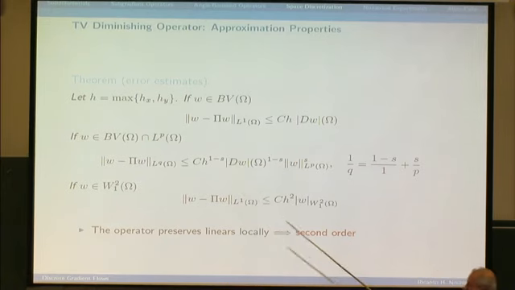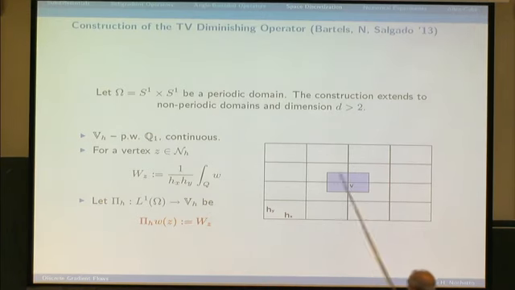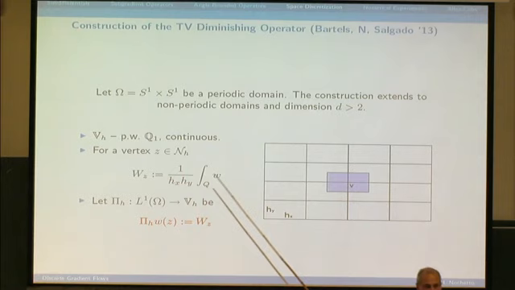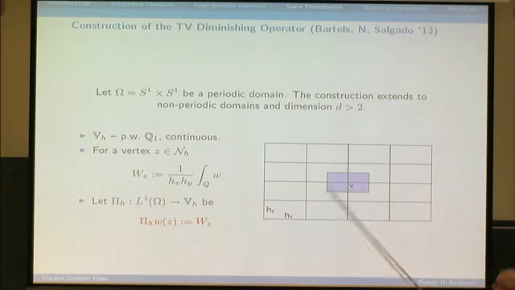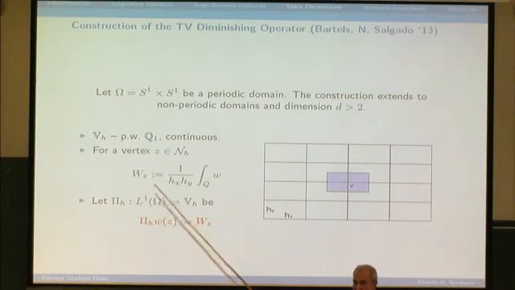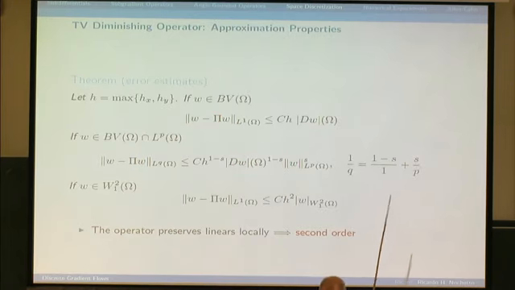For instance, you have second order. It's kind of strange because if you look at the construction, I'm projecting over constants. How can I get second order? Because the construction is very symmetric. If your function happens to be linear and you do this construction, the value that you get here, which I call WZ, is exactly the value of the linear function. So by symmetry, even though we are projecting on constants, we can resolve linears. And that leads to second order approximability. Anyway, that's the answer to your question, but it's not an obvious statement.